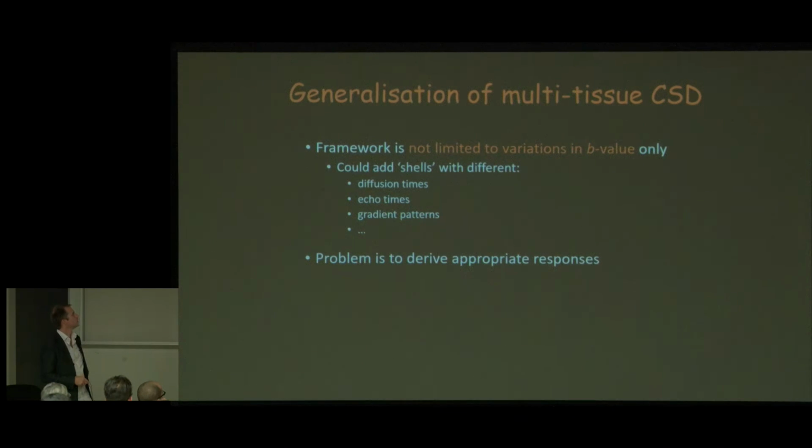The other thing is the framework is not limited to diffusion imaging or variations in B value. You can add shells with different diffusion times, echo time, gradient patterns, whatever you can think of. You can put oscillating gradients in there, all kinds of patterns, and you could put different modalities even if you want to in that framework. It's all additional kind of shells if you want, or additional data. And the problem is always to derive these appropriate responses.